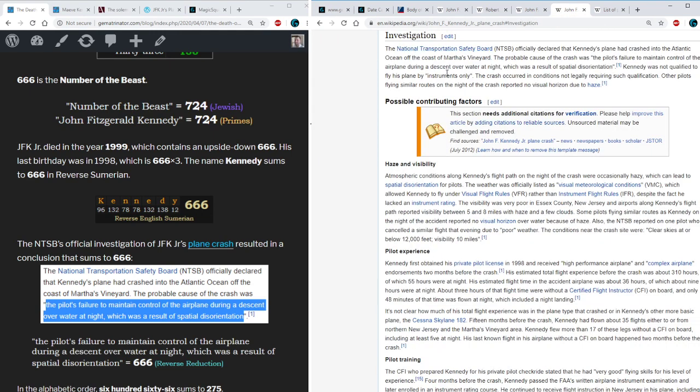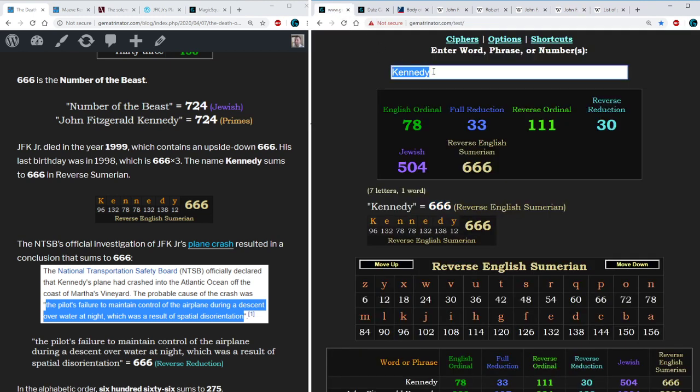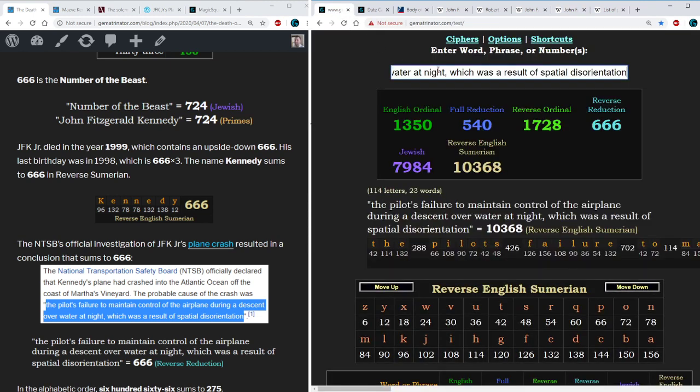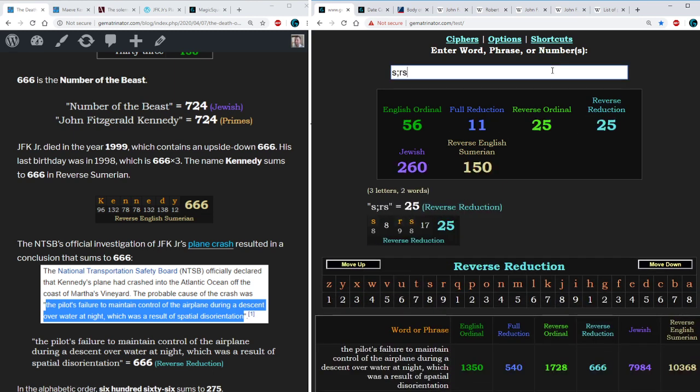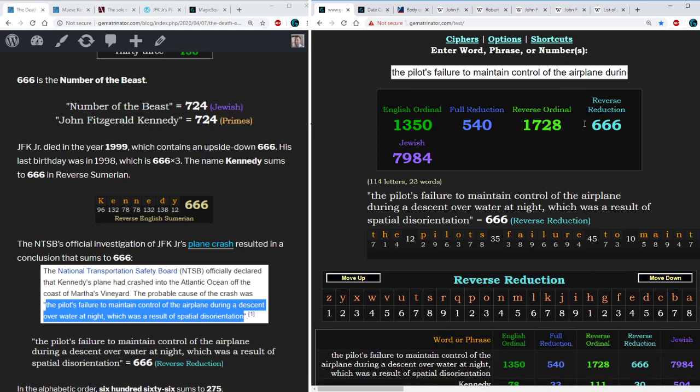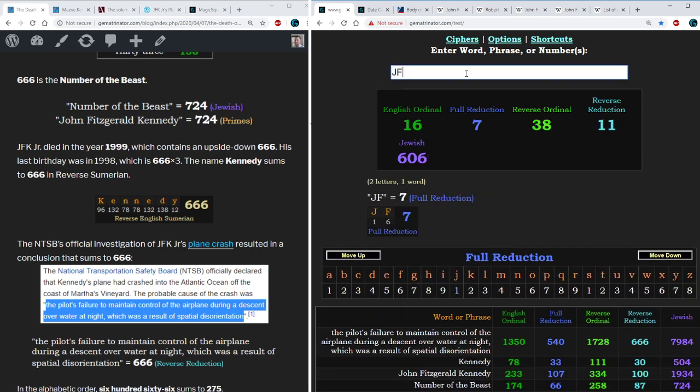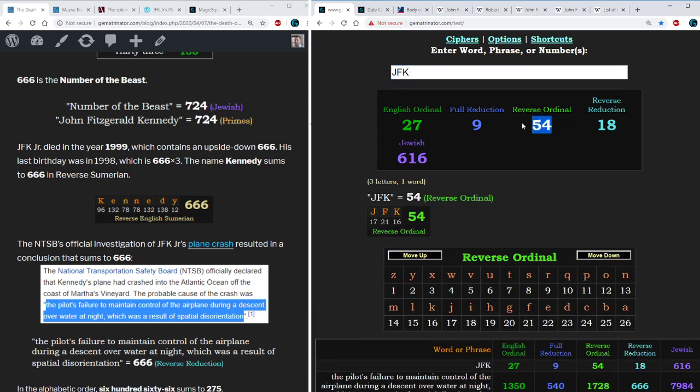And I got a pretty big kick out of the quote that was given by the NTSB. They said that the reason his plane crashed was the pilot's failure to maintain control of the airplane during a descent over water at night, which was a result of spatial disorientation. Notice how this reason sums to 666 in our reverse reduction method. The 540 in reduction is a nod to the gematria of JFK.